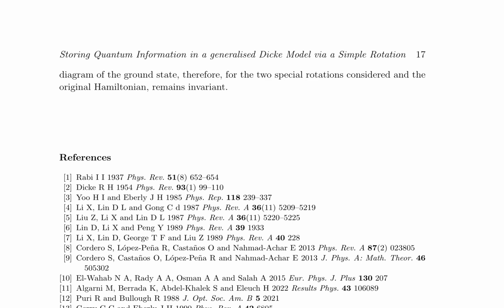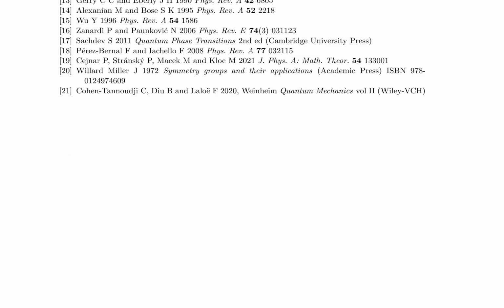The authors considered two special rotations, R1 and R2, which leave the Hamiltonian invariant. These rotations are defined as combinations of rotations around the x, y, and z axes of the Bloch sphere, and they play a crucial role in understanding the properties of the generalized Dicke model. The paper also discusses the concept of quantum error correction, which is essential for any practical implementation of quantum information storage. The authors propose a scheme based on the surface code, where logical qubits are encoded into a larger number of physical qubits, allowing for error detection and correction.